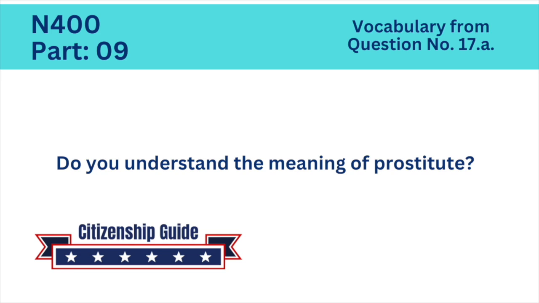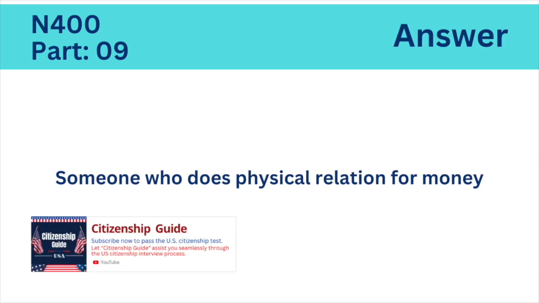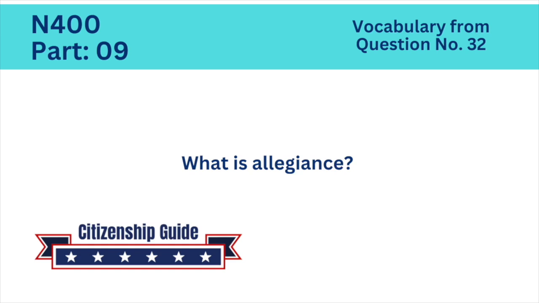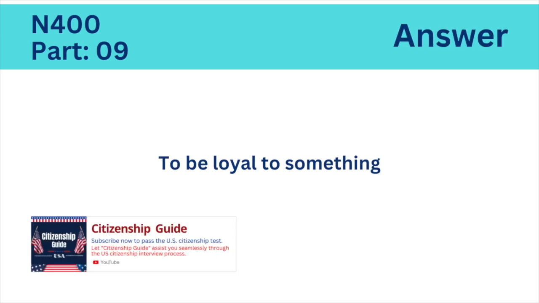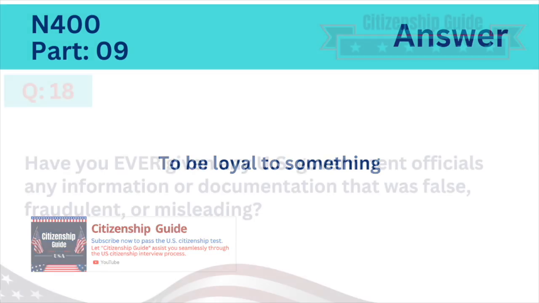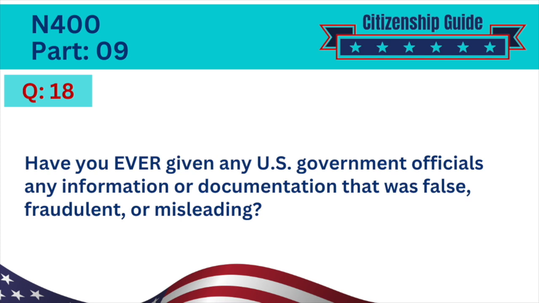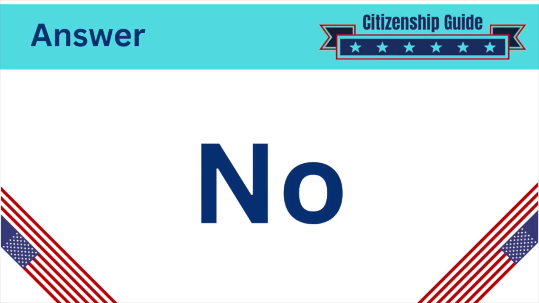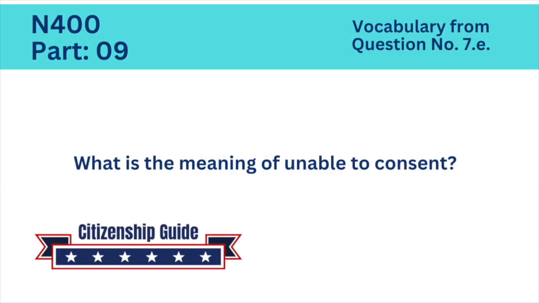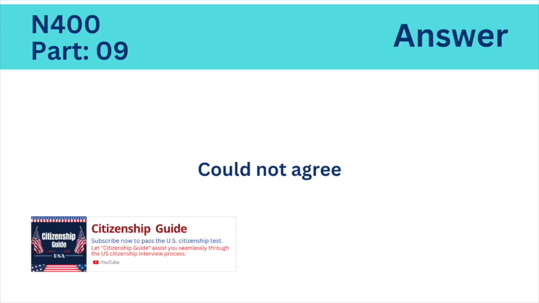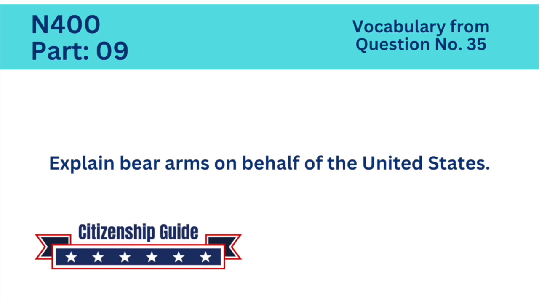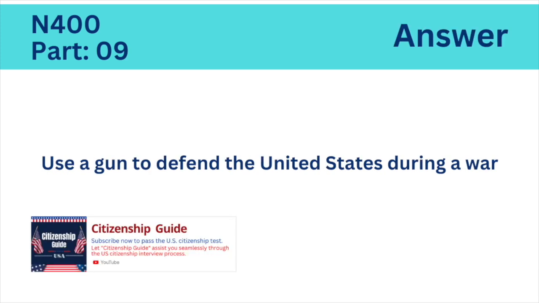Do you understand the meaning of prostitute? Someone who does physical relation for money. What is allegiance? To be loyal to something. Have you ever given any U.S. government officials any information or documentation that was false, fraudulent, or misleading? No. What is the meaning of unable to consent? Could not agree. Explain, bear arms on behalf of the United States. Use a gun to defend the United States during a war.